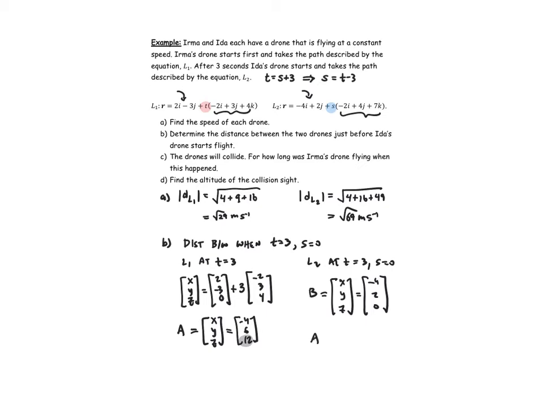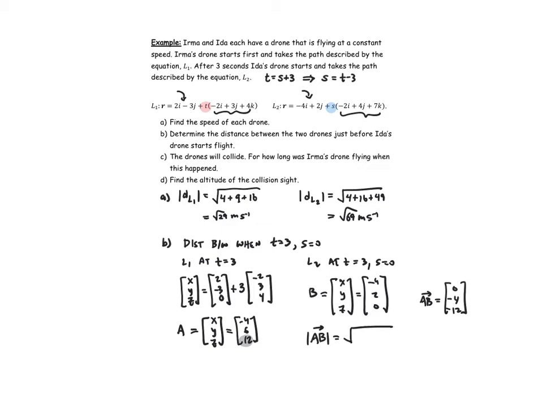Now, what we need to do is find the magnitude of the vector connecting those. So first I'm going to find A to B. I'm going to find that direction vector. And A to B comes out to be 0 and -4 and -12, right? So that's the change in the x, y, and z to get from A to B.